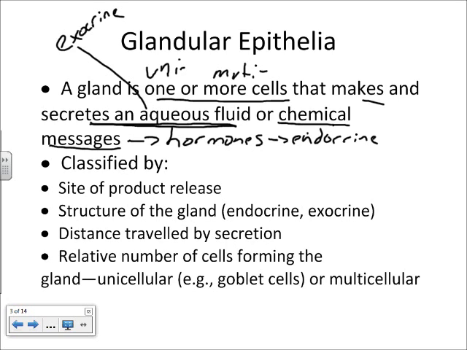Okay, so that's one difference that we have to discuss. All right, and we'll get into the others here in a second. All right, so that's what glands are. They're basically active sites that are composed of one or more cells that produce and release secretions.